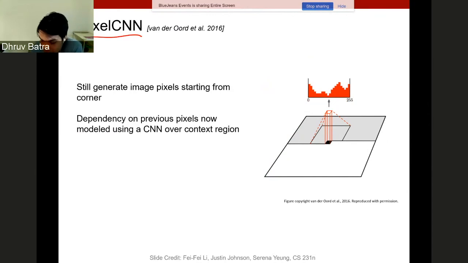And this is a different architecture that says, well, I can always still generate image pixels starting from the corner, but what I can do is limit the dependency using a CNN over a context region. So here is my window, and based on these pixels, I can try to predict this particular pixel whose value is discretized between 0 and 255, based on these pixels so far.